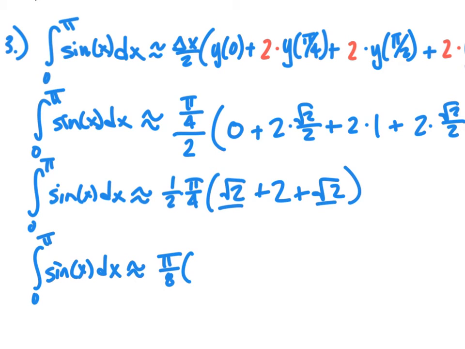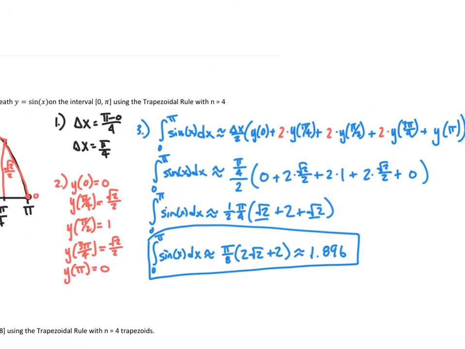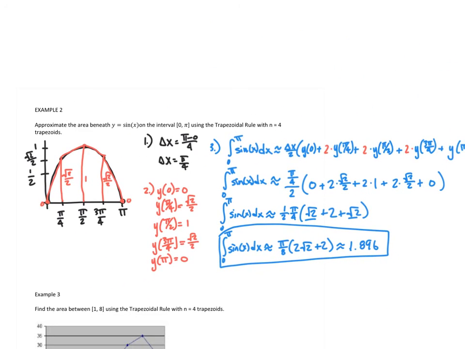And so I got the square root of 2 times, so that's 2 times the square root of 2 and then plus 2. And this ends up giving me a value of approximately 1.896, okay? And that's that. So, again, not too terrible, but just follow what we know.